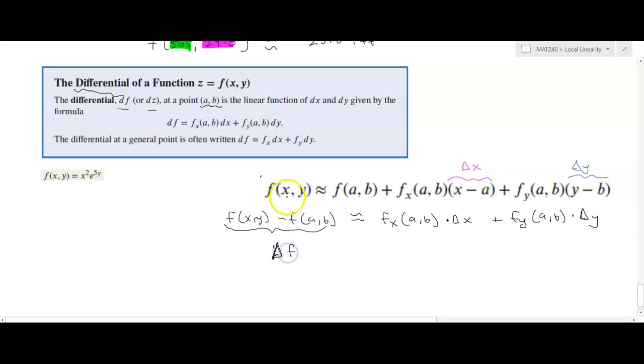I'll just write it as change in f. You could write it as change in f of x, y. And that's approximately f sub x at a comma b times delta x plus f sub y at a, b times delta y. Now, as delta x and delta y both approach 0, then this becomes dx.